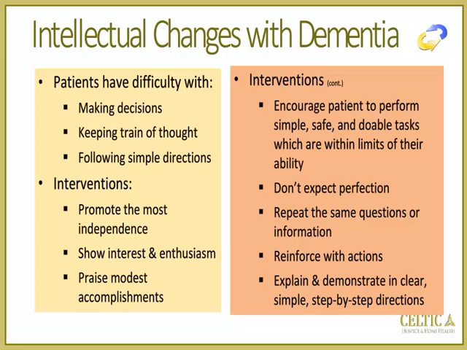Some intellectual changes with dementia. Patients have difficulty with making decisions, keeping their train of thought, and following simple directions. Some interventions that you could take because of this are to promote the most independence of the patient, show interest and enthusiasm, and praise modest accomplishments. Also, you can encourage the patient to perform simple, safe, and doable tasks which are within the limits of their ability. Don't expect perfection. Repeat the same questions or information. Reinforce with actions, and explain and demonstrate in clear, simple, step-by-step directions.